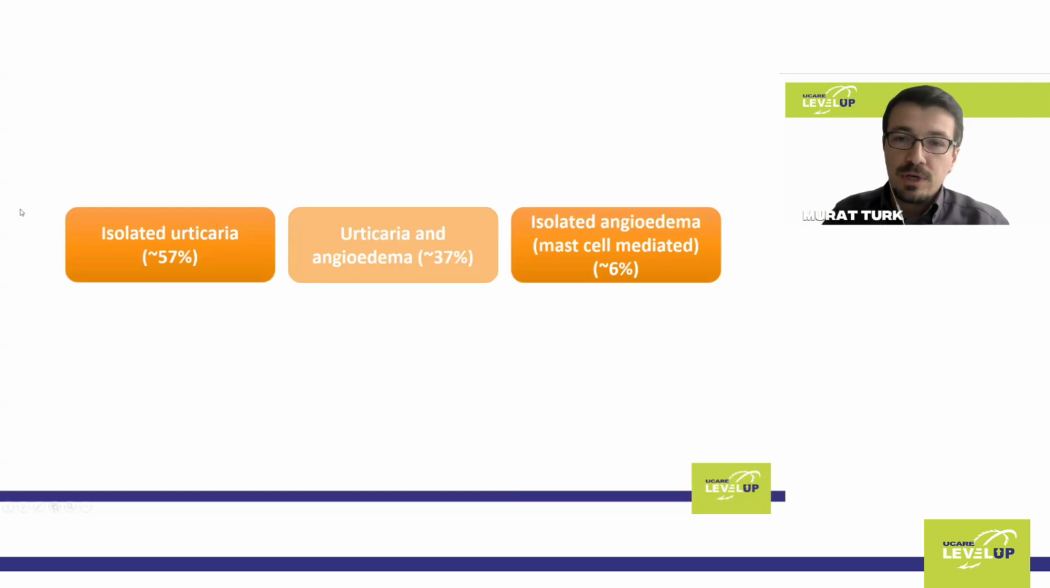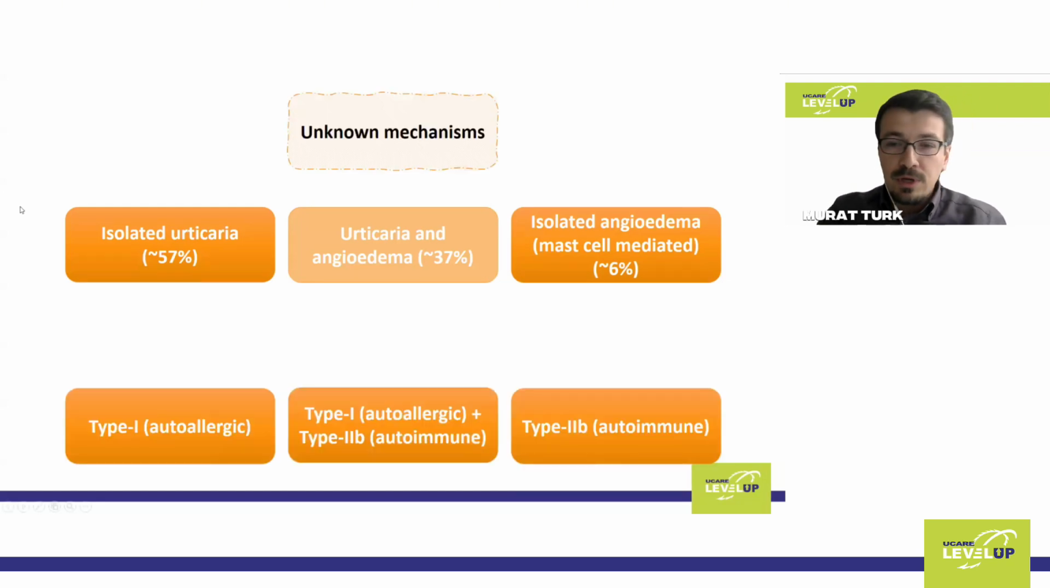And what endotypes do we have in chronic urticaria? We have four main endotypes, actually. The first one, type 1 autoallergic endotype. The second, type 2B autoimmune endotype. The third, their combination, type 1 and type 2B at the same time. And the fourth one is the most gray zone, the most unknown part, the one with unknown mechanisms.